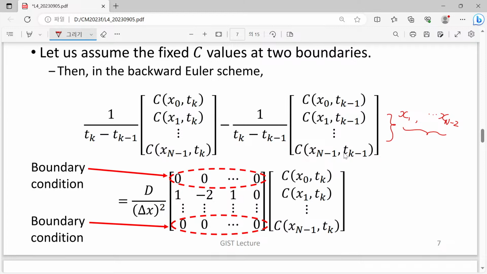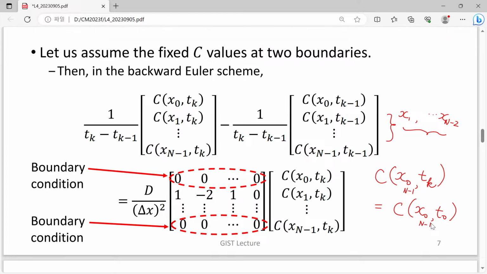In this boundary, I assume that x0 at any time instance is equal to the same point at the initial value. Also, I assume that the right end also has the same condition. So at two boundaries we have no change in its value. I mean that, for example, let's think about this one.